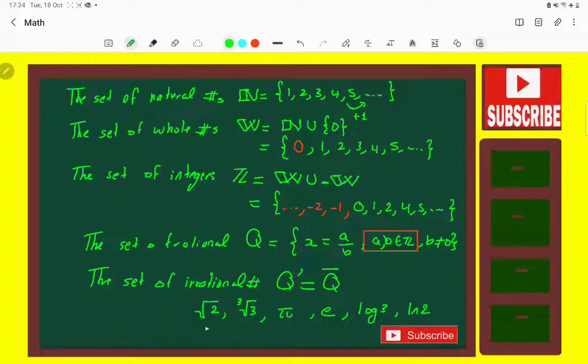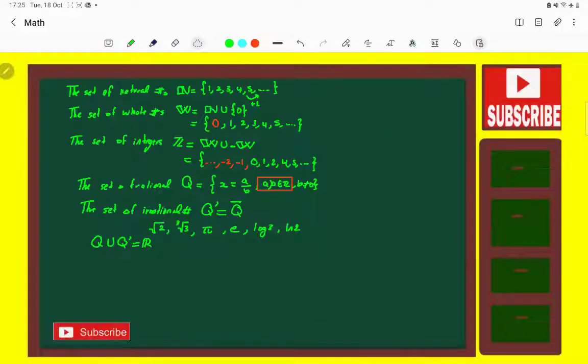Now I can combine both sets, the set Q and the set Q prime, which gives all numbers that are rational and irrational in one set, and I will call this set the real set, the real numbers. That's why the real set includes all rational numbers and irrational numbers. In addition to this, we can add the final set, which is the set of complex numbers.